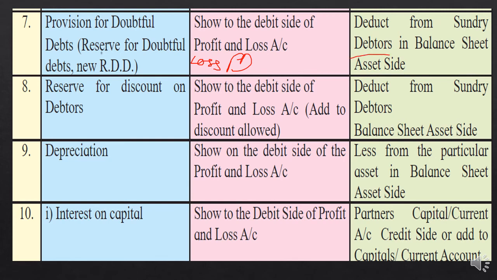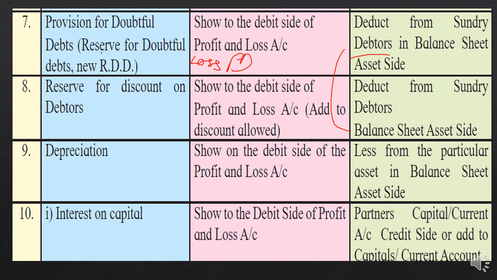Reserve for discount on debtors. So reserve for discount on debtors is just like an RDD, students. Again it will be deducted from sundry debtors, very similar to this one, and this one is also shown on the debit side of P&L. Simply, any reserve or any provision for the debtor is kept aside, your debtor will decrease because that item will be reduced from the debtor amount.